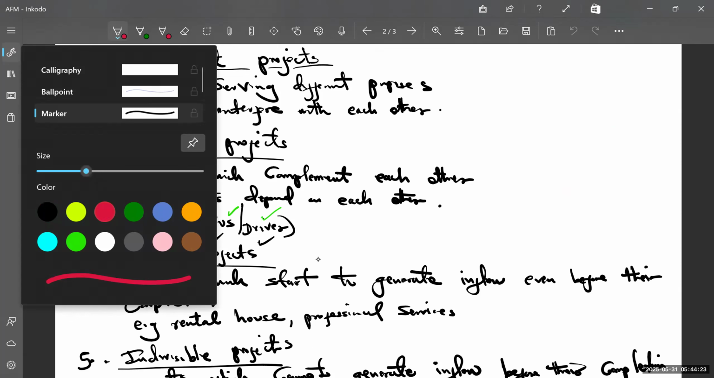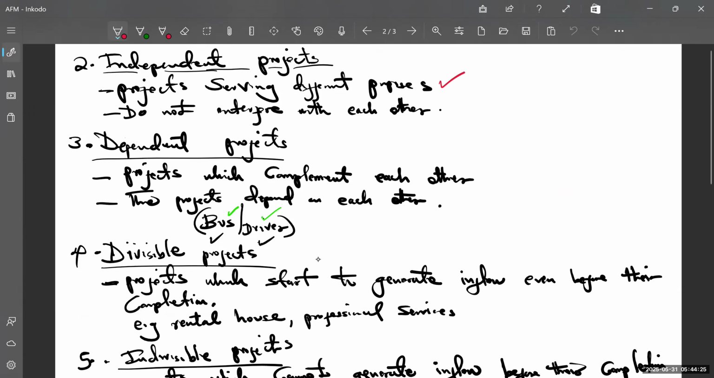So because they serve different purposes, any investment in any of them or both of them will depend on the availability of resources and the decision to do so anyway. So we said they do not interfere with each other. Independent, they are independent. Then we went to the third type of capital budgeting project, which was dependent project.